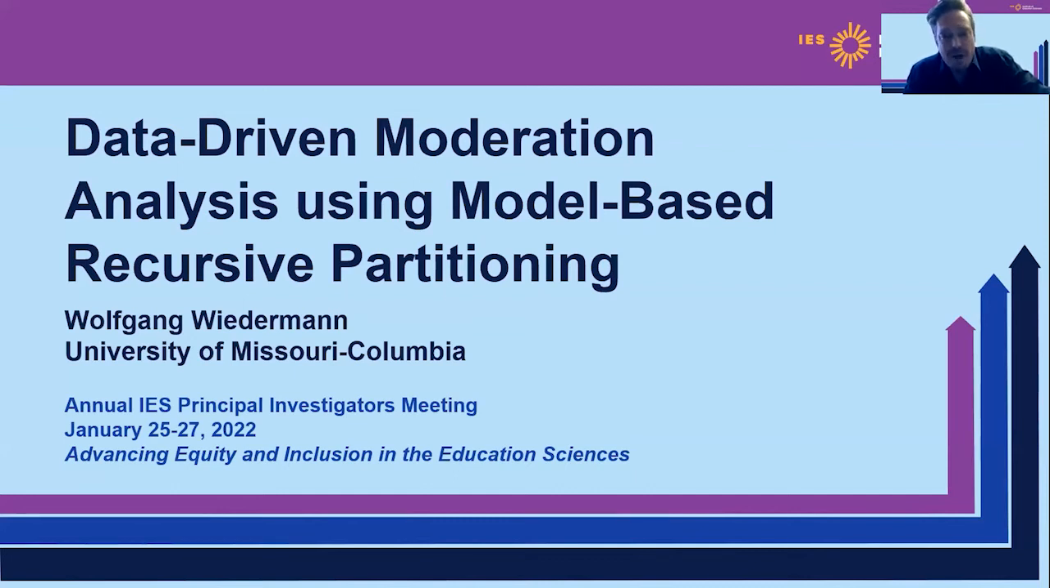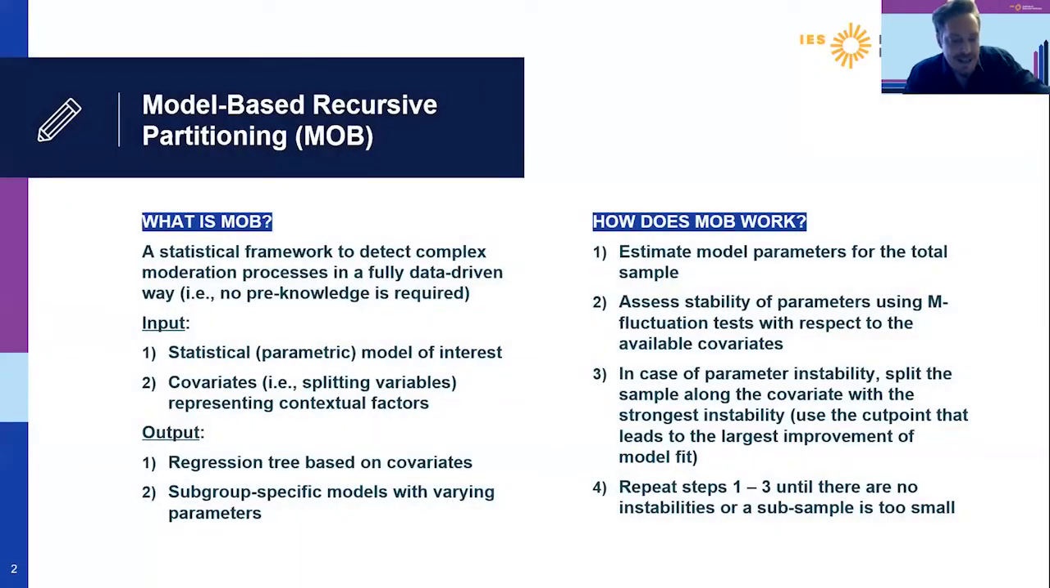The method is called model-based recursive partitioning. It has been developed in the machine learning context, and basically it can be conceptualized as a data-driven, fully automated moderation analysis technique. The idea is that we can start to contextualize the statistical models we estimate and the estimates we're interested in. By contextualizing, I just mean answering the question for whom, for example, does the treatment work and under which conditions? And maybe even more important, for whom doesn't it work? And what are the conditions that prevent people from improving? MOB can be helpful to answer those questions.